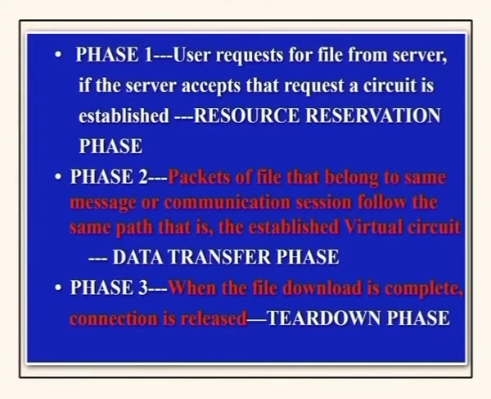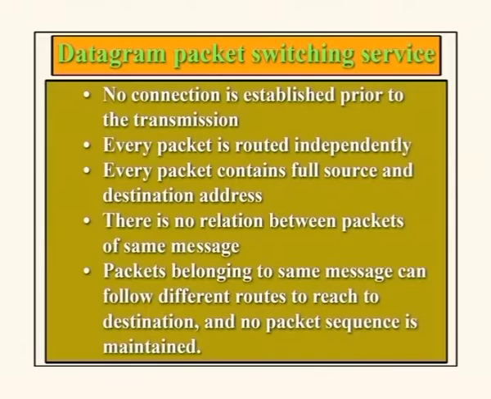When the final download is complete, the connection is released and the virtual circuit is torn down. The second type of packet service provided by the network layer is datagram or connectionless service. In datagram packet switching service, no connection is established prior to the transmission. Every packet is routed independently.